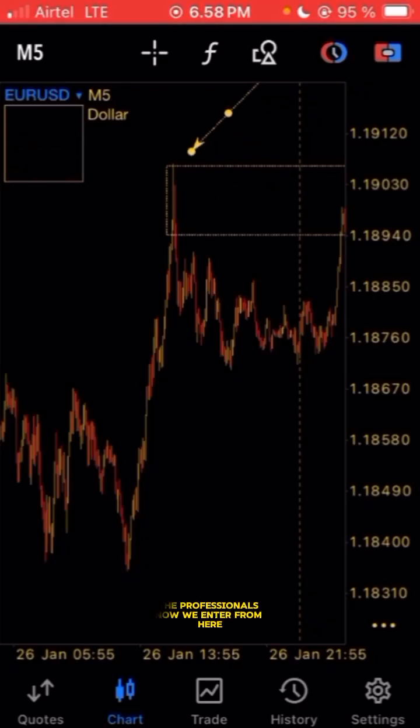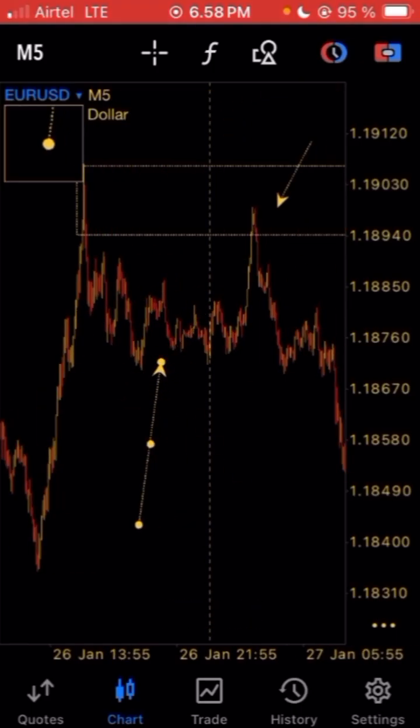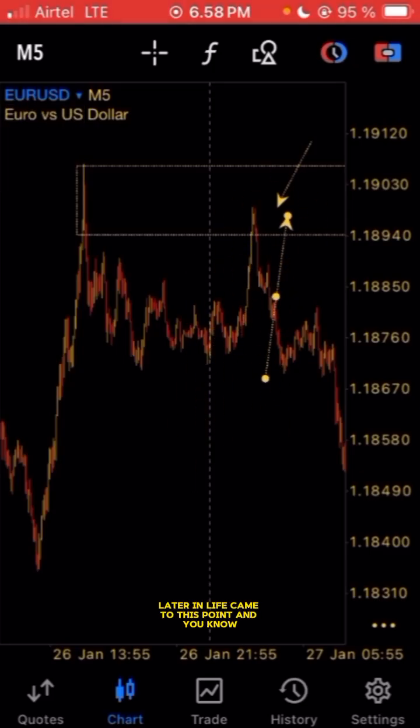Now we enter from here and then we enjoy the profit even before the market later in life came to this point, and so that is it.